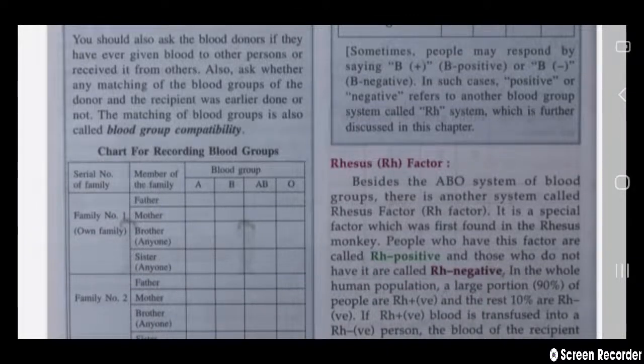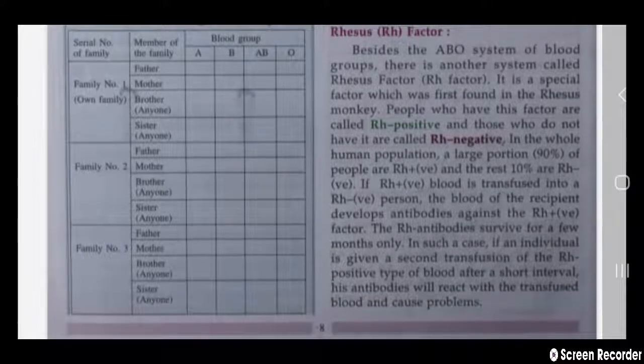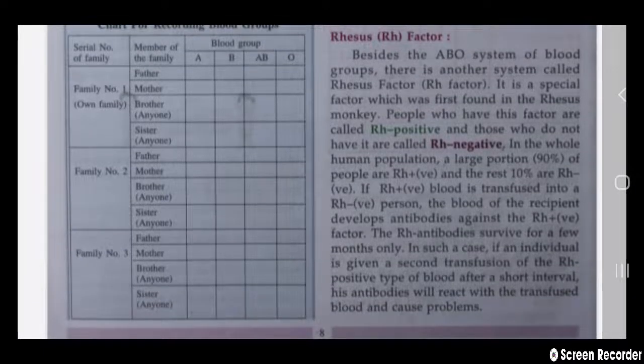Rhesus factor. Besides the ABO system of blood groups, there is another system called the Rhesus factor. It is a special factor which was first found in the rhesus monkey, a species called the rhesus monkey. People who have this factor are called Rh positive, and those who do not have this factor are called Rh negative. In the whole human population, a large portion, 90% of people, are Rh positive, and only 10% of people have Rh negative blood.